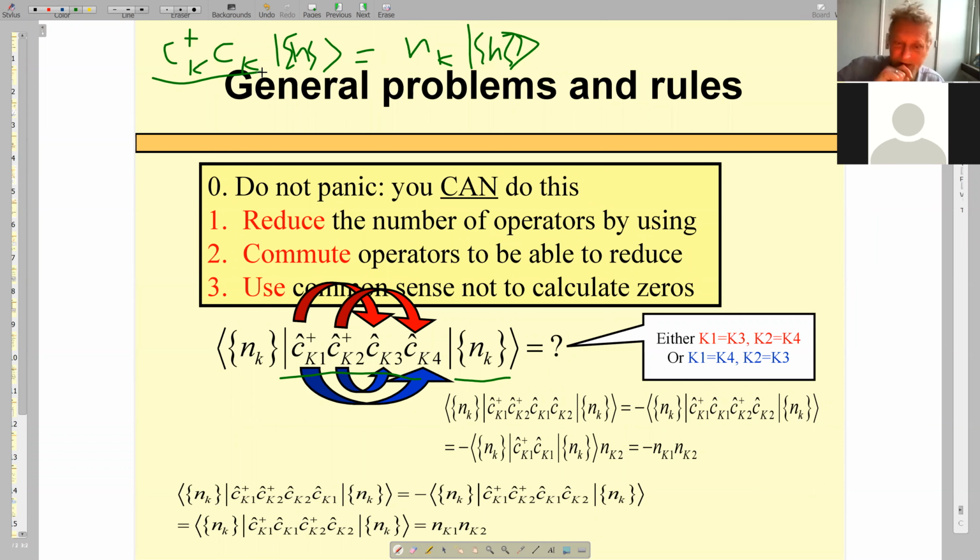Okay, with this, let me compute this combination. This K1, K2, K3, K4, they are just corresponding levels.